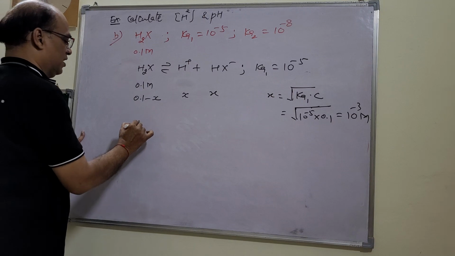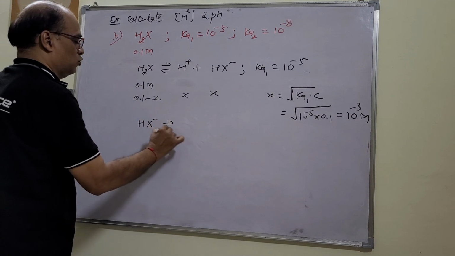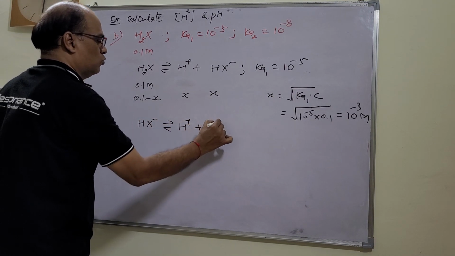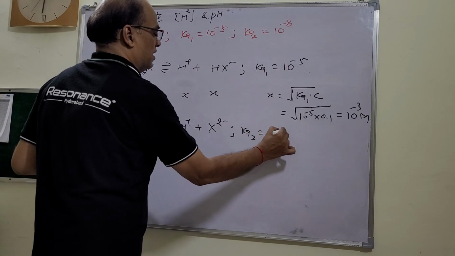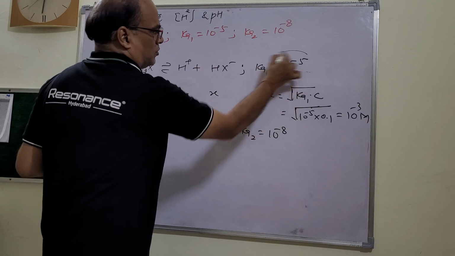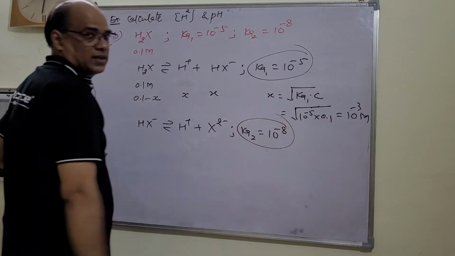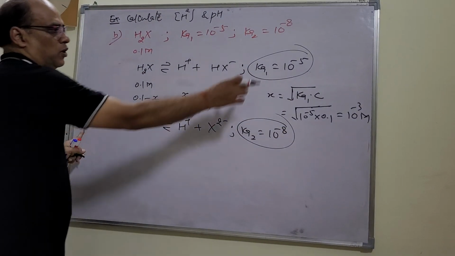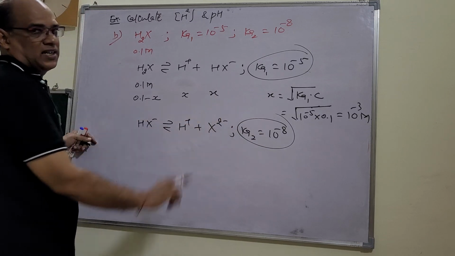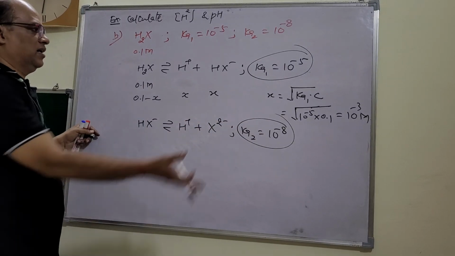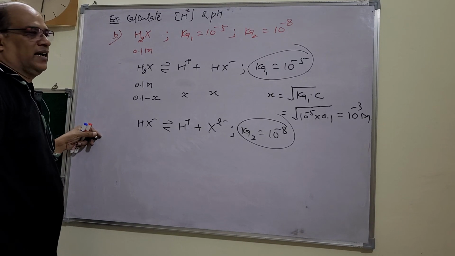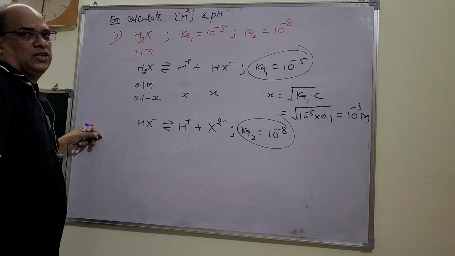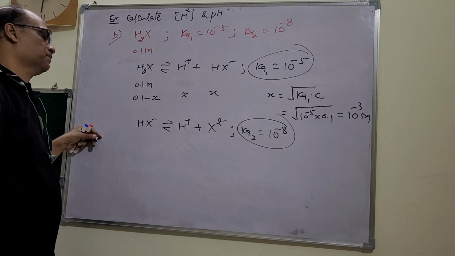Second ionization. HX minus changes to H plus and X2 minus. The constant is now Ka2, that is 10 to the power minus 8. It is smaller than this, 10 to the power minus 5, 10 to the power minus 8. So it is smaller than this. So this forward reaction is negligible as compared to first. Such things are very important in ionic equilibrium. If you don't do this, you will face a lot of problem.